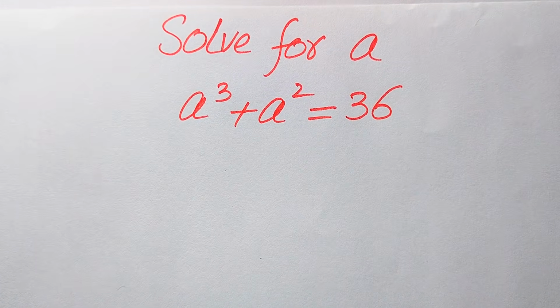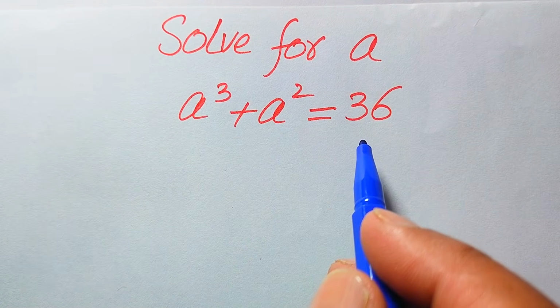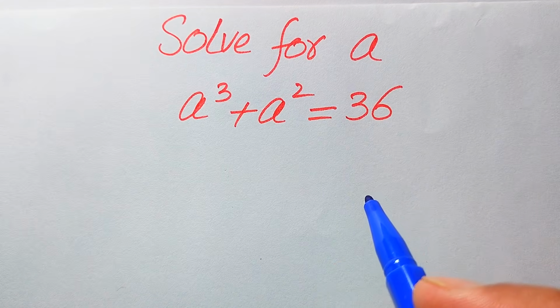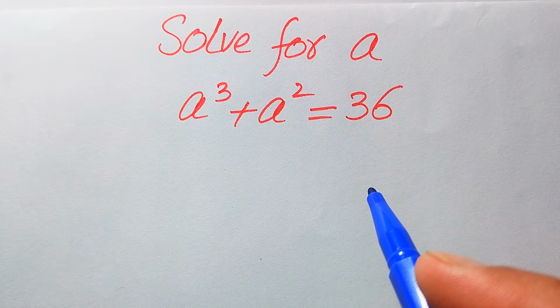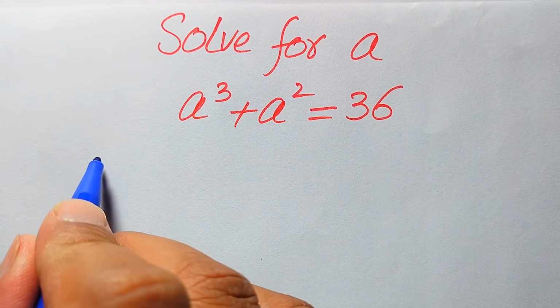So here we have this nice cubic equation. This is a cubed plus a squared equals 36, and we solve this problem for all the values of a. First we need to find all the roots of this equation, and at the last we will verify which of the roots are solutions and which of the roots are extraneous roots. So we move toward the solution of this problem.